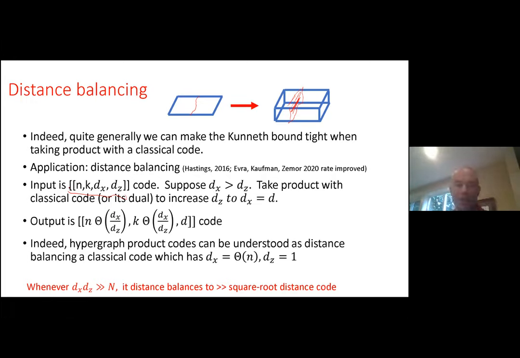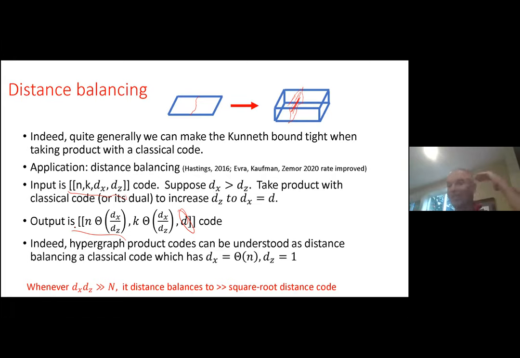What you can do is take a product with a classical code, or the dual of the classical code, in order to make the two distances the same order. So the output is a code where now there's only one distance, d, which is the larger of the two. So let's say it's the original dx. The cost you paid is that the number of physical qubits went up.